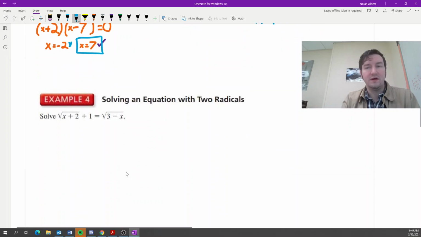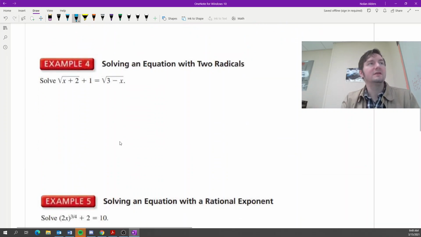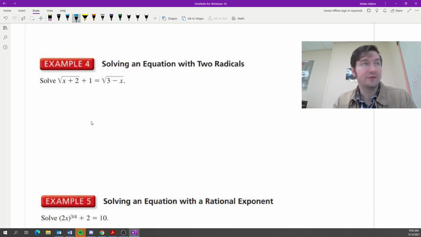All right, moving on. Let's look at how to solve an equation when there's a radical on both sides of the equation. So for example, we have a square root on both sides. Here's what we're going to do. Remember, to get rid of square roots, we square. So we're going to go ahead and square both sides.